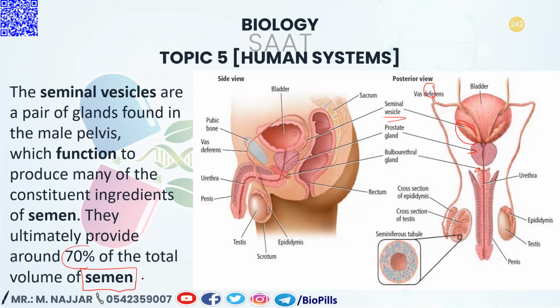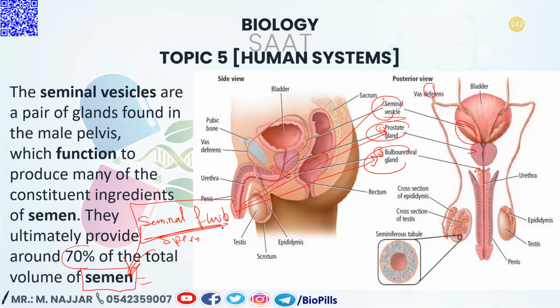Semen is the secretions. We have seminal fluid, it is not in the exam, just know it. And we have sperm. Together, they make the semen. Seminal fluid is secreted by 3 glands. Number 1 is the bulbourethral, and this is the third, actually. This is the smallest one. Here we have the prostate, and here we have the seminal vesicle.